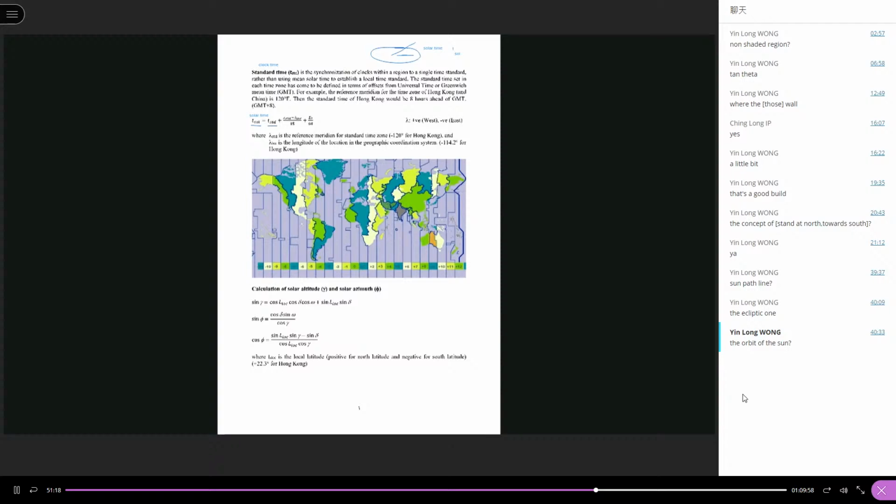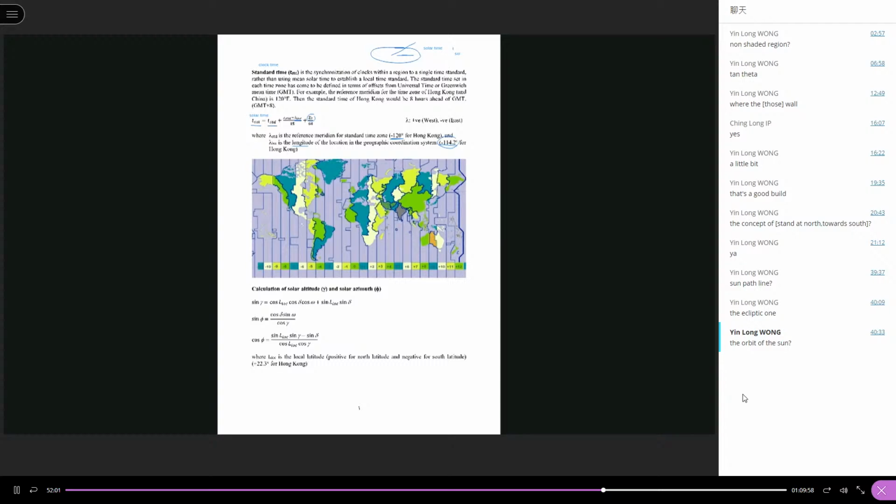And this lambda standard is the reference meridian of the standard time zone. For Hong Kong it is negative 120 degrees, and the local longitude is lambda LOC, which for Hong Kong is negative 114.2 degrees. So this is just the geographical location for Hong Kong. And we add the equation of time that we learned how to calculate in the previous page. Then we can use this equation to relate the solar time and the clock time.